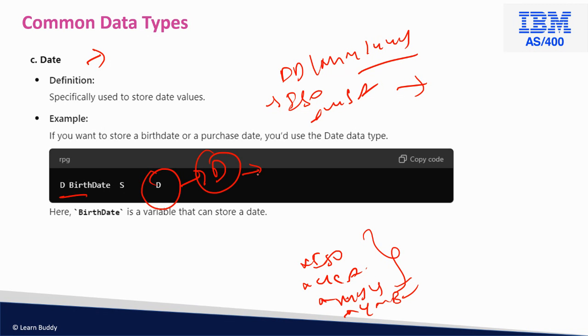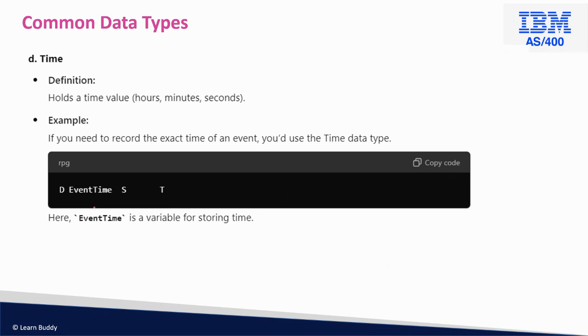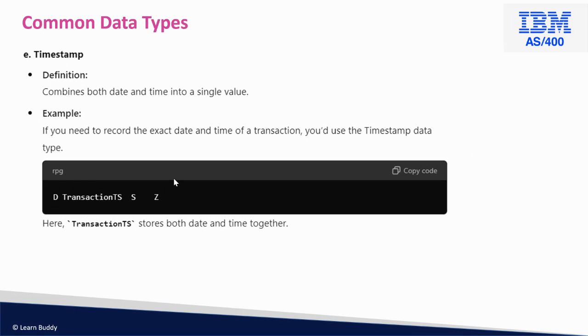If the data type is D, it is storing the date information. If the data type is T, it stores the time information, meaning hours, minutes and seconds. This is how the time format will be. Simple. By seeing the time, you can understand it is storing the time, but you have to understand what the data type is for time, for date, for alphanumeric, for zoned, and for packed. And timestamp is Z.